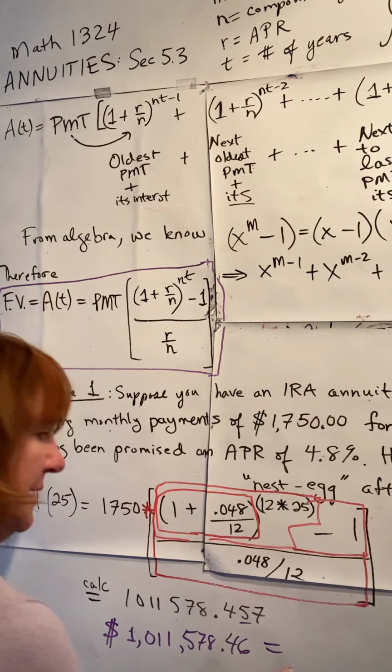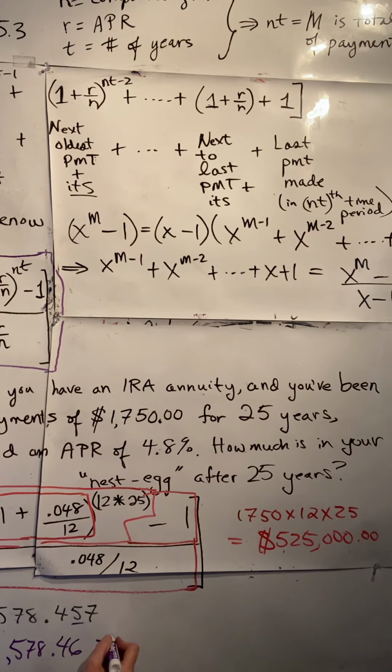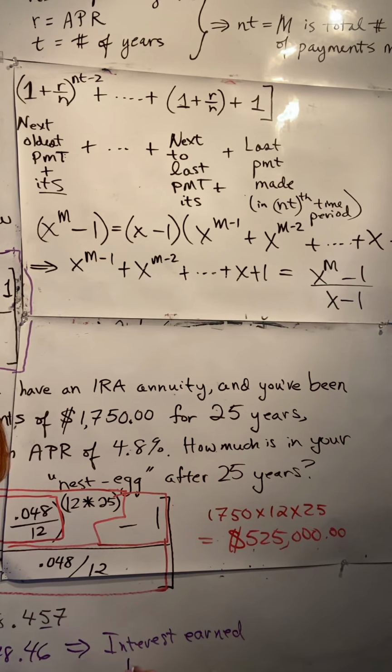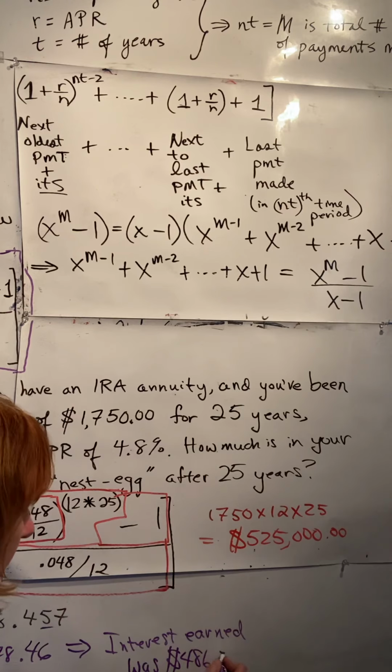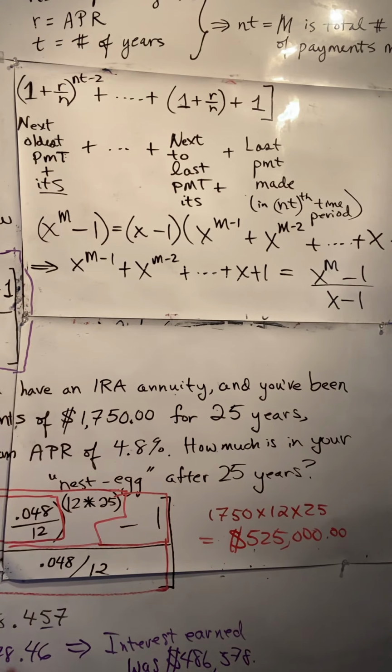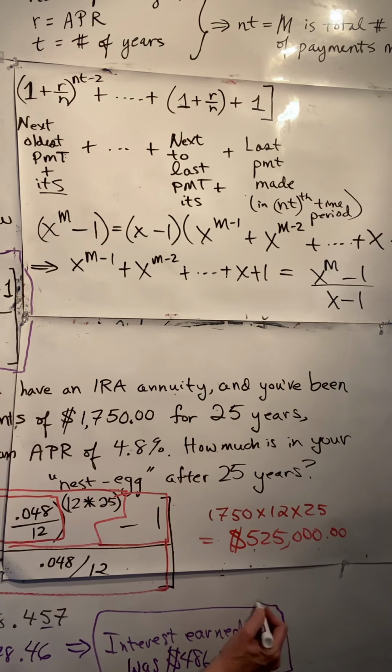So what was this quantity equal to? It was the amount that we put in, the $525,000, plus interest, and the interest that we earned by not putting it in the mattress, but by putting it in the annuity, was this difference, $486,578.46. So there's no other way to calculate the interest earned, or is as easy as just doing this.